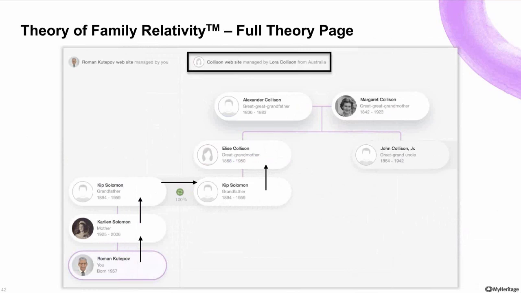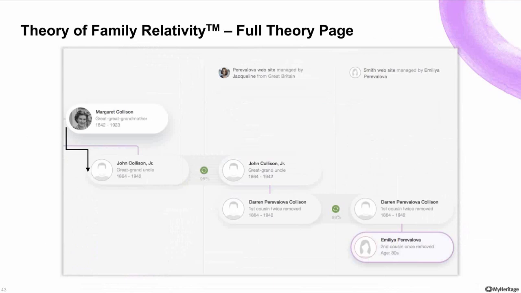Okay, so from Kip we went up to Ellis, and then we went all the way up till Alexander and Margaret. And here we stopped. We didn't go up, as we believe that these are the common ancestors of Roman and Emilia, our DNA match, how we started this. So we started going down, and Ellis had a brother, John.